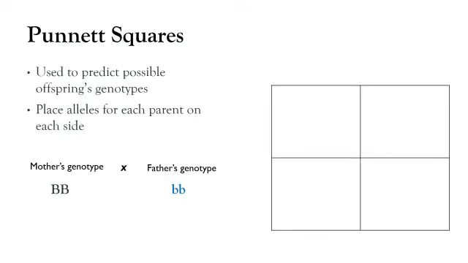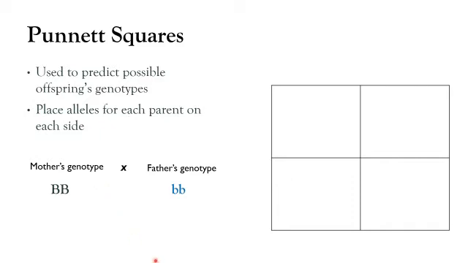Punnett square. The Punnett square is used to predict the possible offspring's genotype. For us to be able to get the possible traits, or the phenotypes, of the offspring from two crossing parents, we have to use the Punnett square. What you're going to do is place the alleles of each parent on each side.